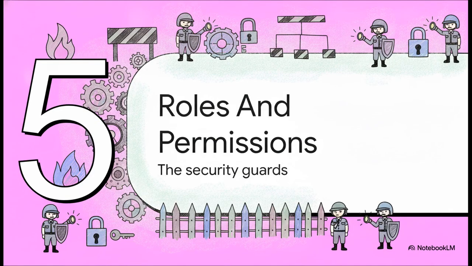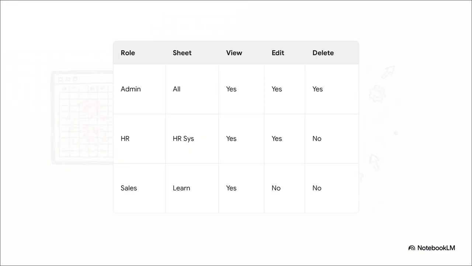Step 5, setting roles and permissions, bringing in the security guards. Obviously, as your new CRM or ERP system scales up, locking down your data becomes absolutely vital. You can easily build this highly granular permission matrix for unlimited users.